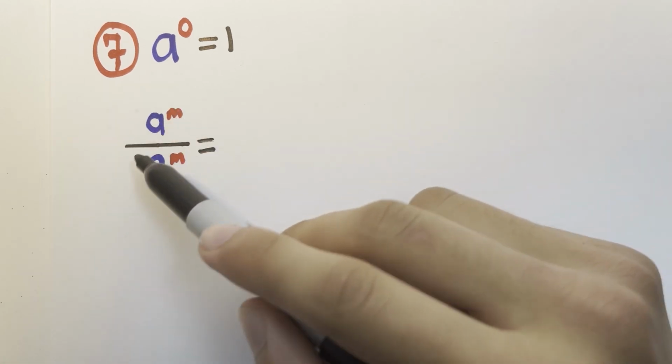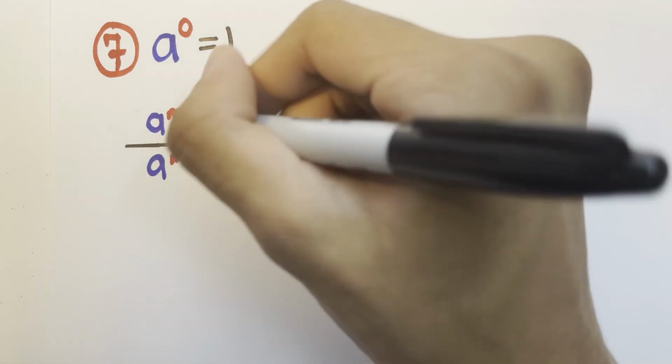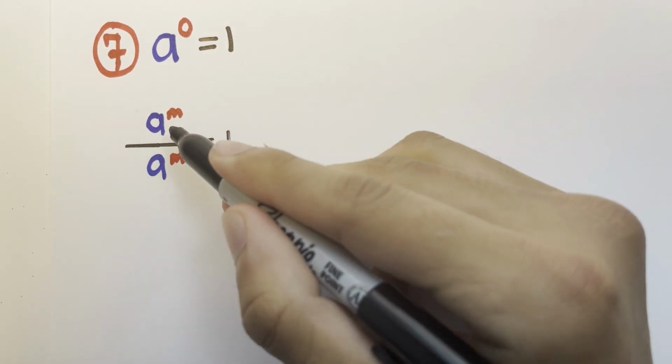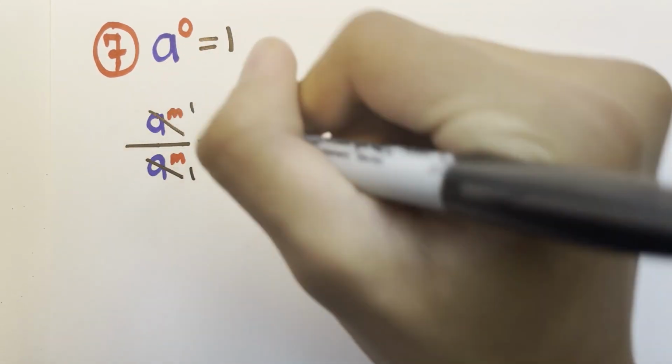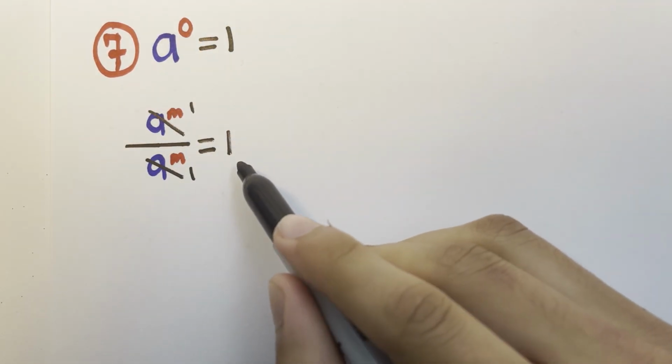A to the power of m divided by a to the power of m is equal to 1. If you've got the same thing and you divide it by that same thing, they cancel out on both sides and you're left with 1 divided by 1. So that's just equal to 1.